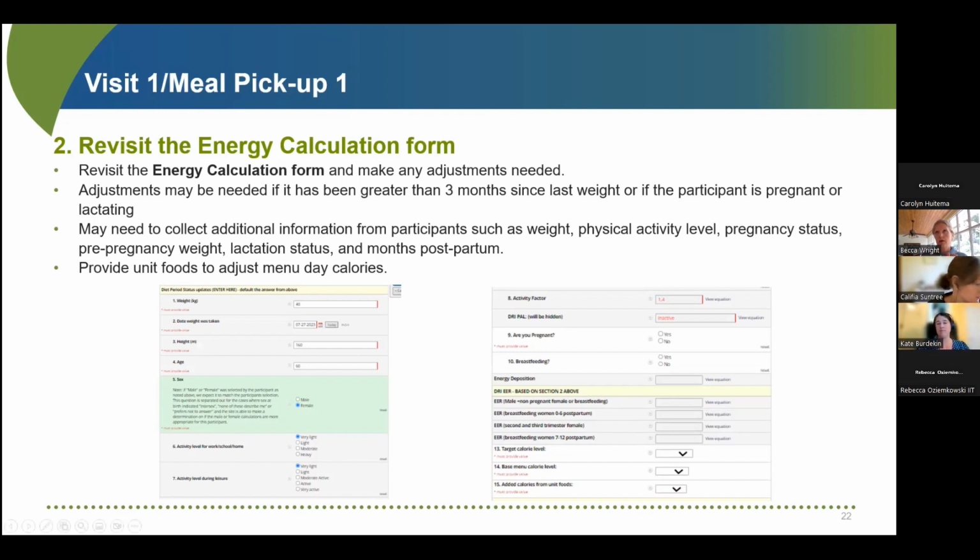So the energy calculation form isn't something that you're going to have to revisit every time a participant comes in. It's really just that prior to visit 1, and then the beginning of the next diet period. So visit 3, is that what it is, Kate? Yeah, visit 3 and then visit 5. Yes. So basically the visit 1 of diet period 2 and the visit 1 of diet period 3, you'll want to revisit the energy calculation form. Yeah, okay, that's great.